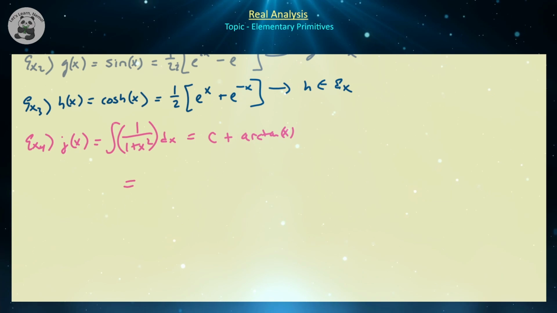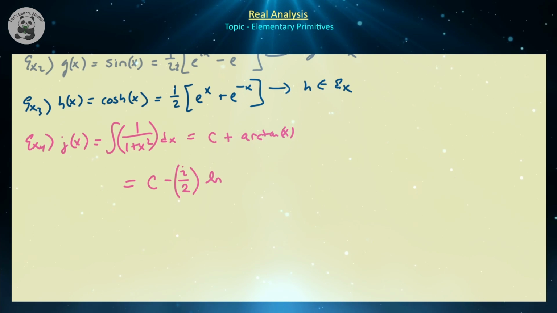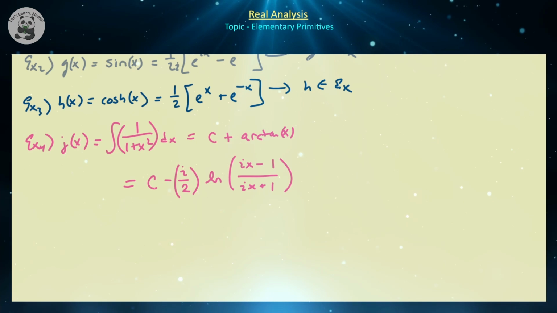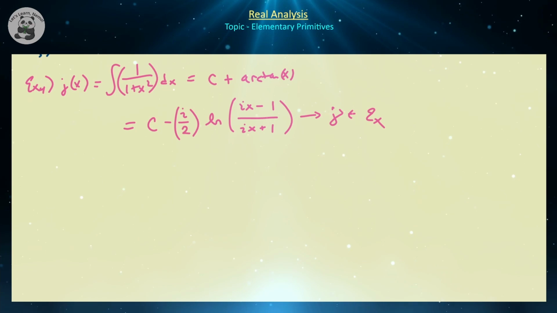For the arctangent function, you should be able to show this is equal to c minus i/2 times the natural logarithm of (ix minus 1) over (ix plus 1). That's obviously a composition of a logarithm with a rational function, times a constant, added with another constant. That's just an elementary function. So we see that the arctangent function, and any scalar multiple shifted of it, will also be an elementary function. So the antiderivative of 1 over 1 plus x squared is indeed elementary.